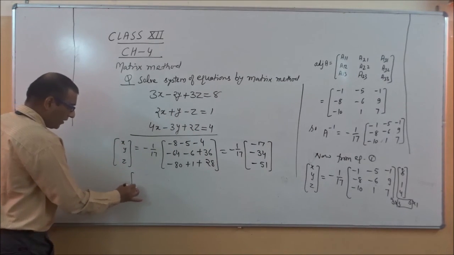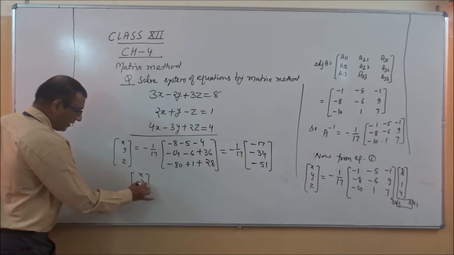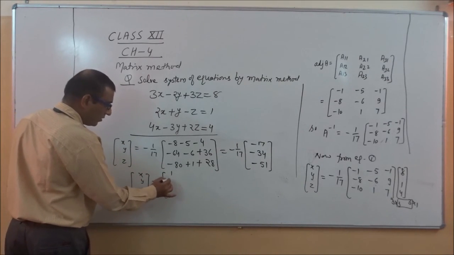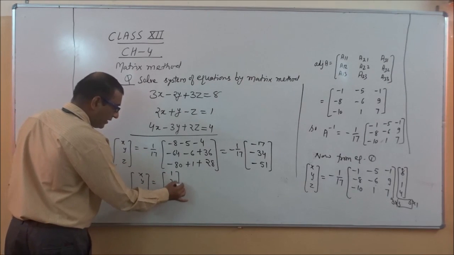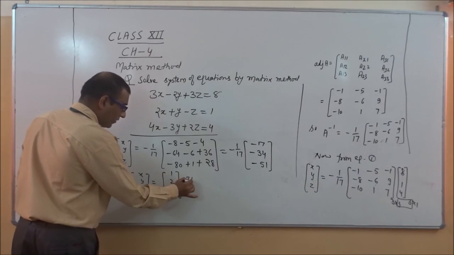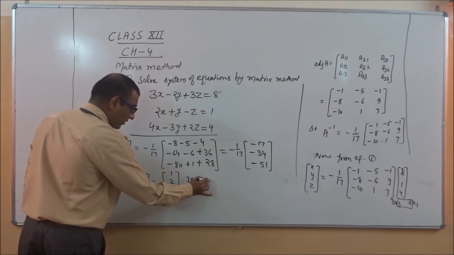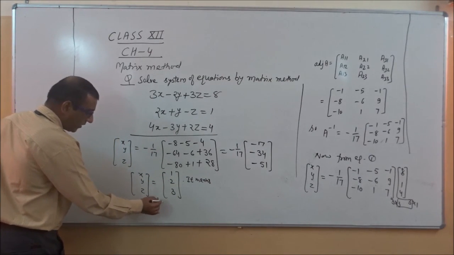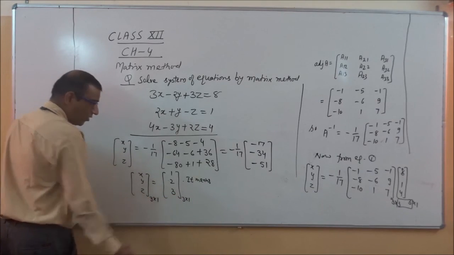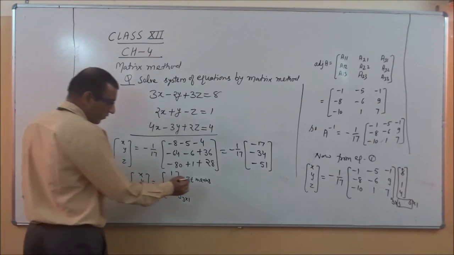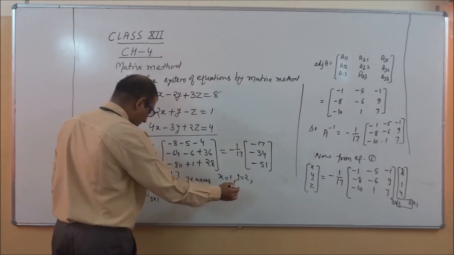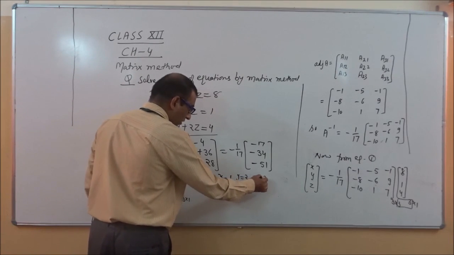And when we solve it, what will we get? We will get 1, 2 and 3. It means, if we see here, we will compare it, because the order of this matrix is 3 into 1, and here also the order is 3 into 1, so comparison is possible. So we can say x equals 1, y equals 2 and z equals 3.